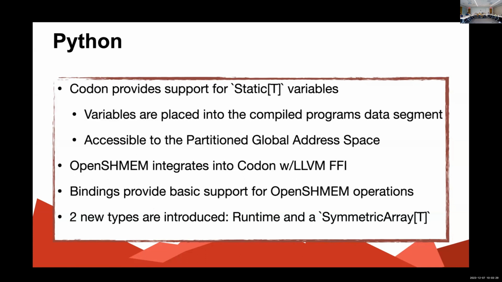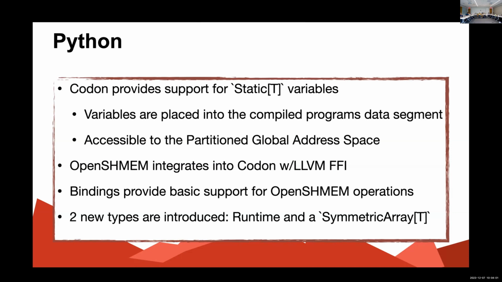It provides support for static generics, which is particularly interesting. We're able to verify that variables labeled static actually do get placed in the data segment, which is what you'd sort of expect in C. That means that they are now accessible to the partitioned global address space. So we did a direct integration of OpenSHMEM into Python through this Codon compiler because of that LLVM foreign function interface. So we can do basic OpenSHMEM operations.